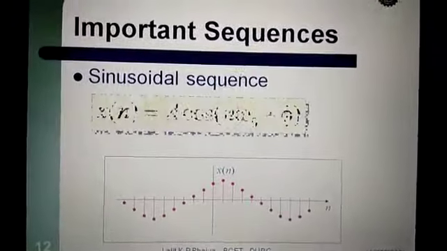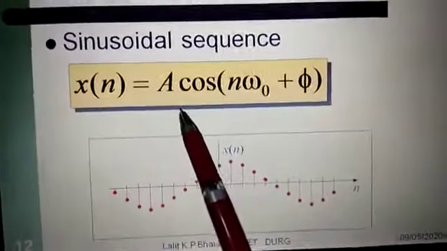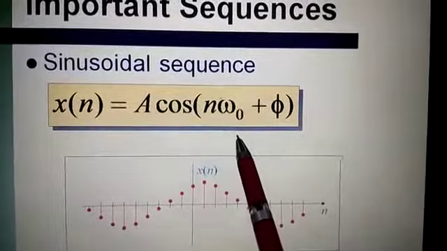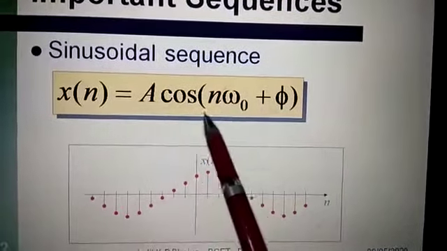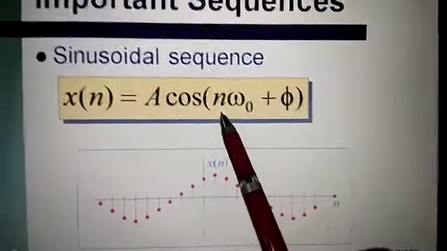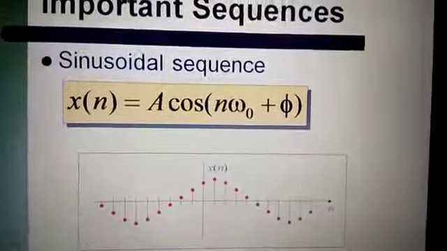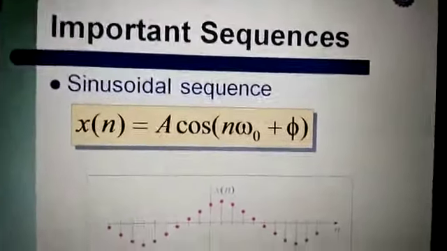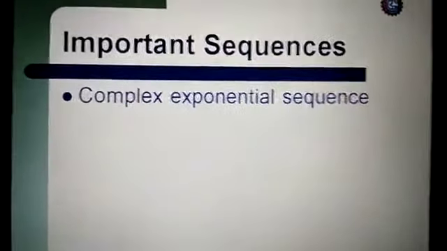And this is the discrete time sinusoidal sequence. This is represented by x of n is equal to a cos of n omega 0 plus phi, where a is the amplitude, n is the discrete time, omega 0 is the frequency, and phi is the phase angle. This phase angle phi can be represented with this sinusoidal signal.